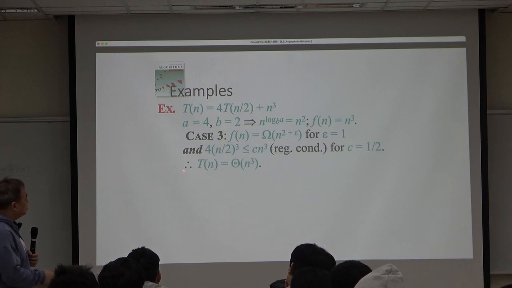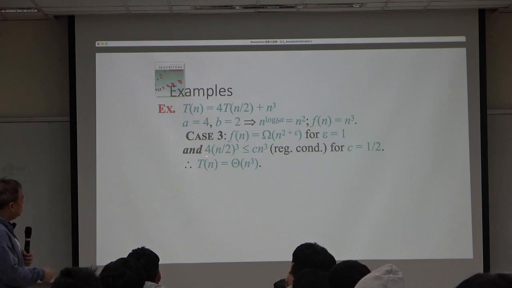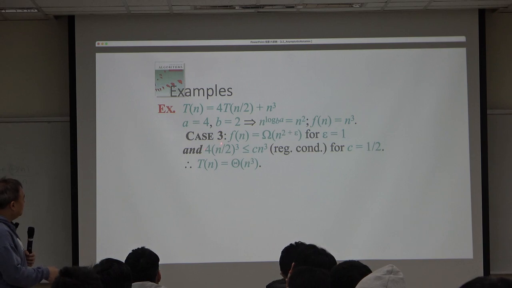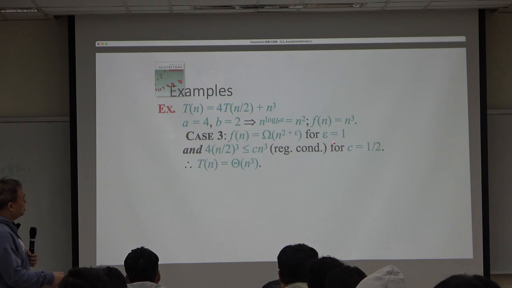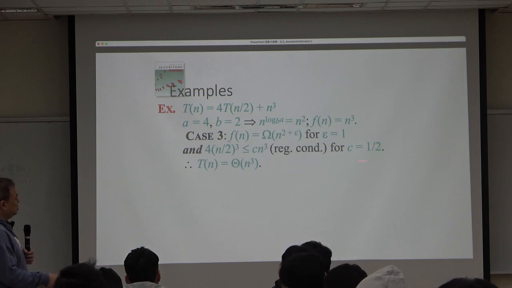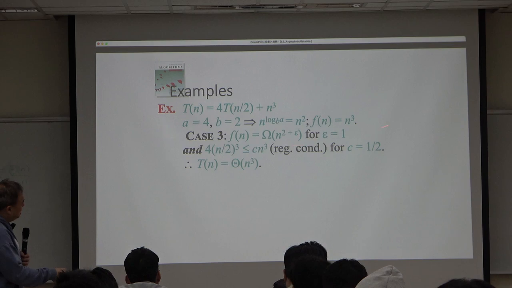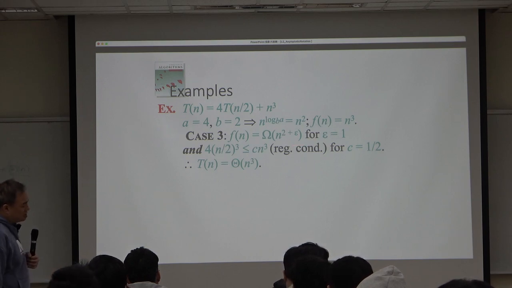So T of n is just Theta of n cubed. Actually, you do need to check this regularity condition: 4 times n divided by 2, to the power of 3, is it smaller or equal to c times n cubed or not? This can be easily checked. As long as you can make c equal to 0.5, this regularity condition is satisfied. But as I said, most of the time this is a given. So you have Theta of n cubed as a tight bound.